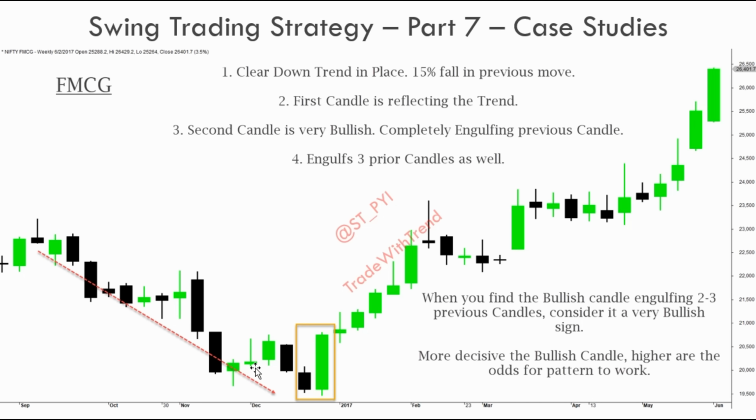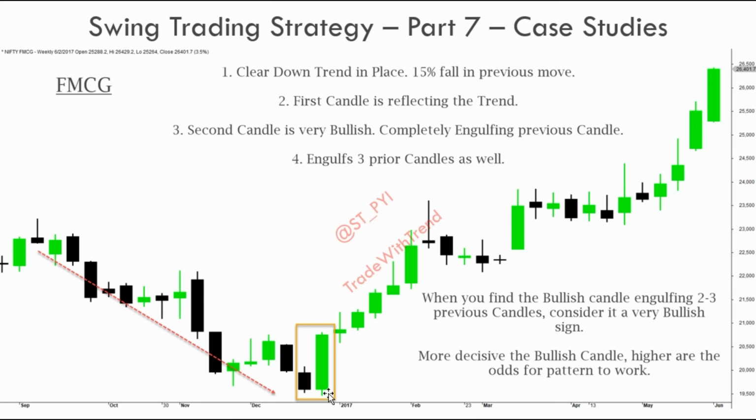Now this is of December 2016. So again, what we have is a previous downtrend in place. It was a 15% downtrend that happened. After that, the first candle reflected the mood of this particular index that was trending lower. Look what happens in the second candle.